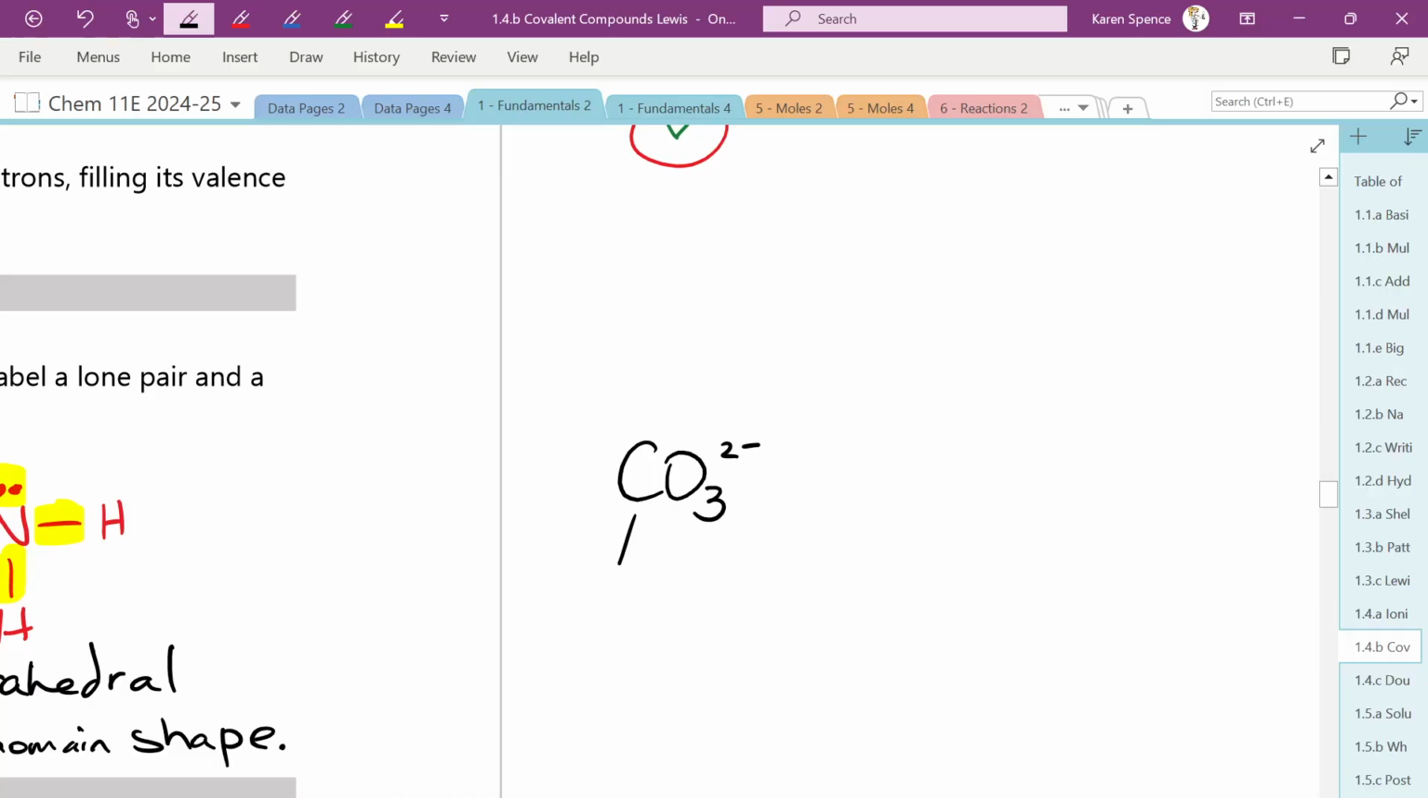We're not going to learn this now officially, but you can just watch it and go, oh, okay. I have 4 valence electrons, and I have 3 times 6 valence electrons. That -2 gives me an extra 2 electrons. So my structure is going to have 4 plus 18 plus 2, which is 24 electrons. So I have 24 electrons to play with.